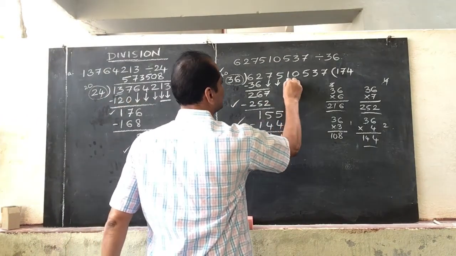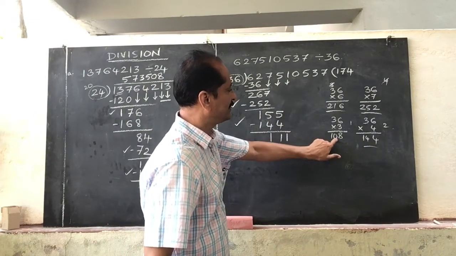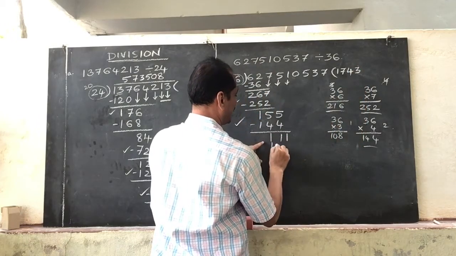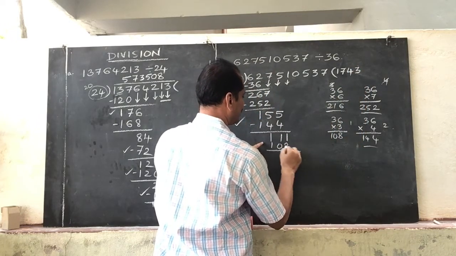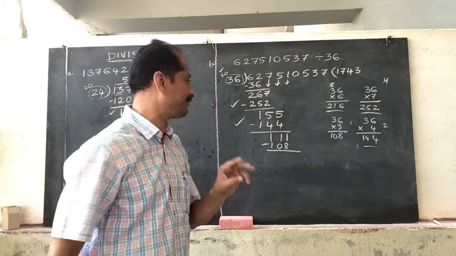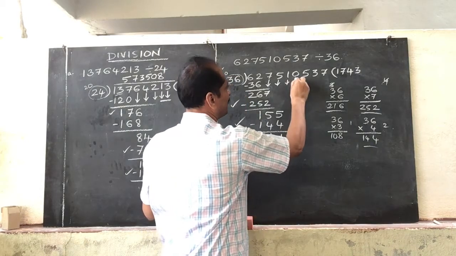Then bring down the next digit, 1. So that is 111. So take 3 times. 36 threes are 108. 111 minus 108: 8, after 9, 10, 11, so 3 is the remainder. Write down 3. 3 is less than 36, correct. Then bring down 0.